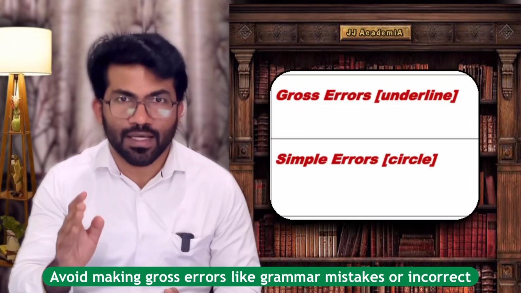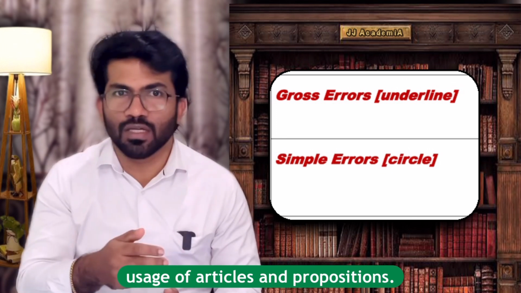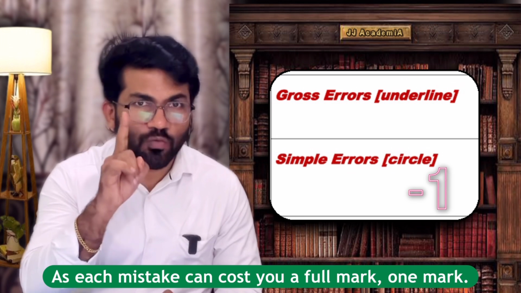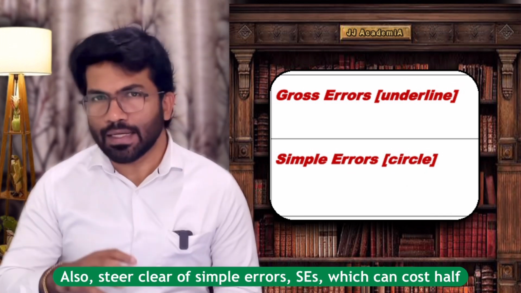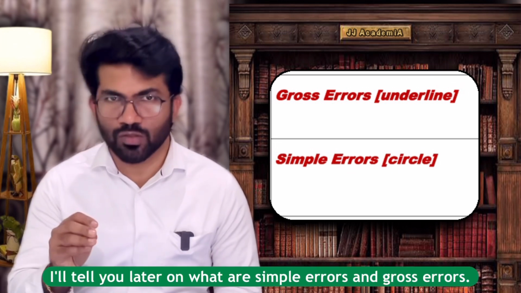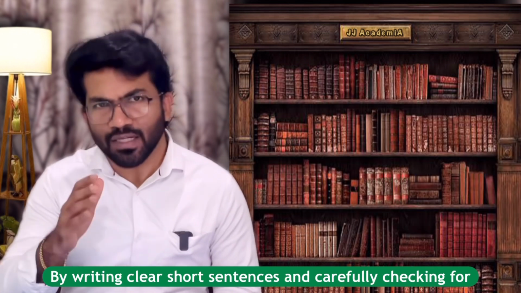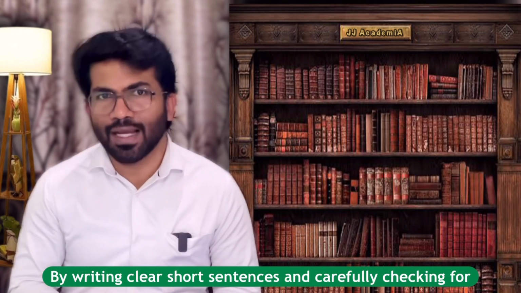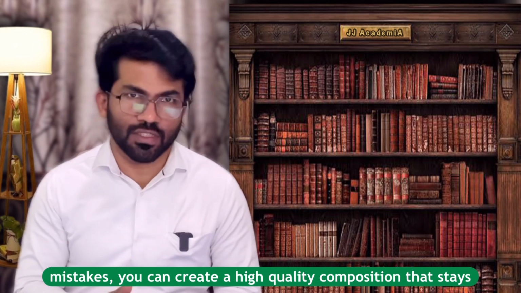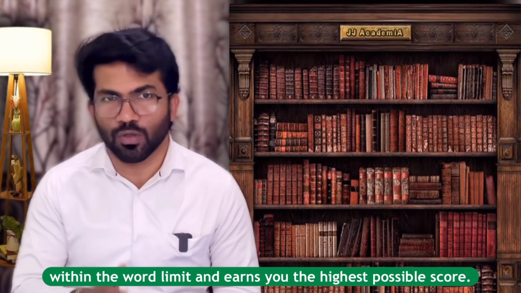Avoid making gross errors like grammar mistakes or incorrect usage of articles and prepositions, as each mistake can cost you a full mark, 1 mark. Also steer clear of simple errors, SEs, which can cost half a mark each. I will tell you later on what are simple errors and gross errors. By writing clear, short sentences and carefully checking for mistakes, you can create a high quality composition that stays within the word limit and earns you the highest possible score.